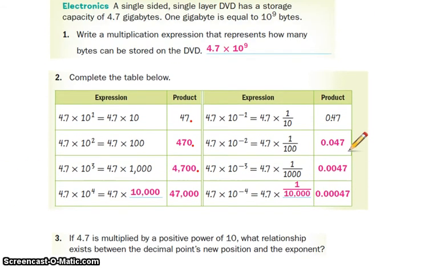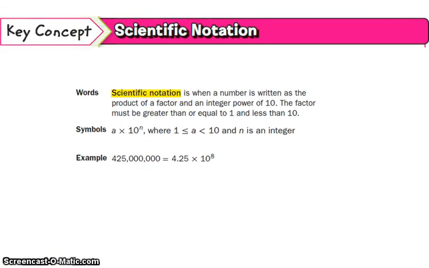All right, so let's check out scientific notation here. Scientific notation is when a number is written as the product of a factor and an integer power of 10. The factor must be greater than or equal to 1 and less than 10. Now that's important, and we'll talk about this as we go along. But this factor right here has to be between 1 and less than 10.